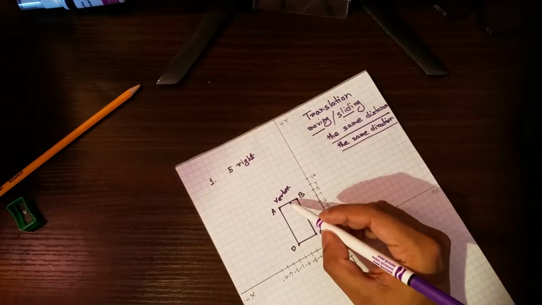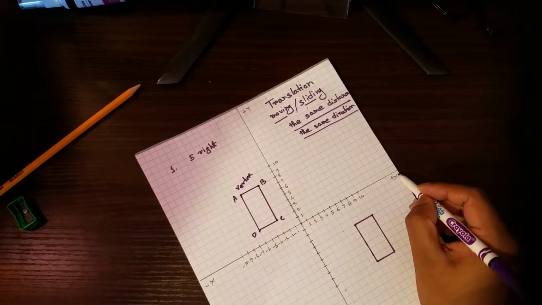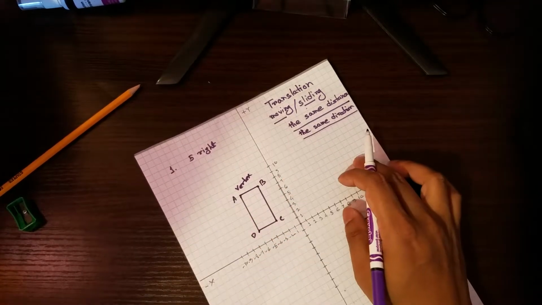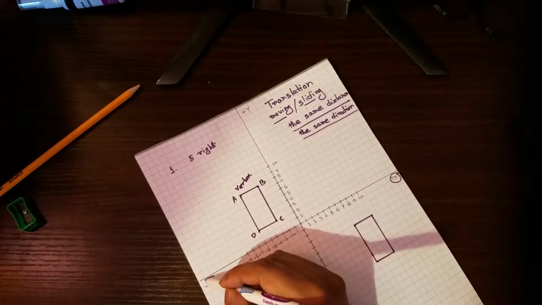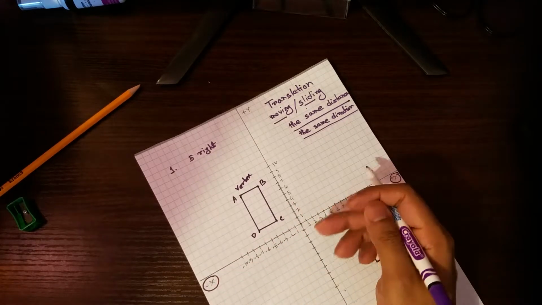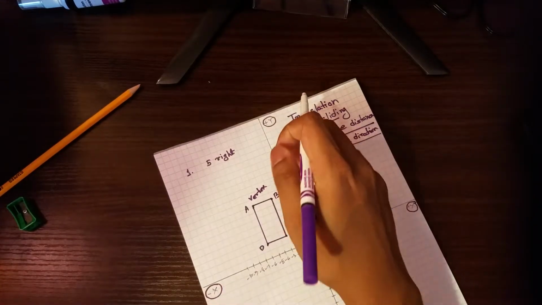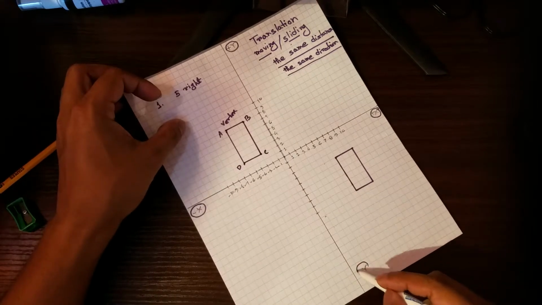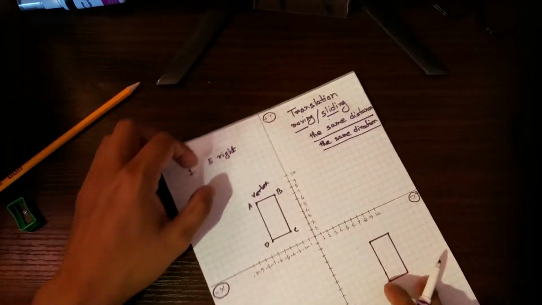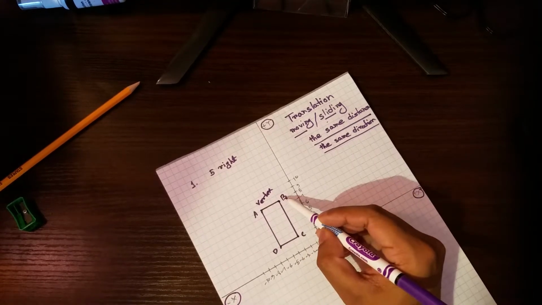Okay, so A will be moving 5 units to the right. Remember, when you're moving to the right, this is plus X, towards plus X. If it says left, you're moving to negative X. Okay, and if it's going up, that is plus Y. And if you're going down, that is negative Y. Okay, all right, so let's move 5 units to the right. So 1, 2, 3, 4, 5.